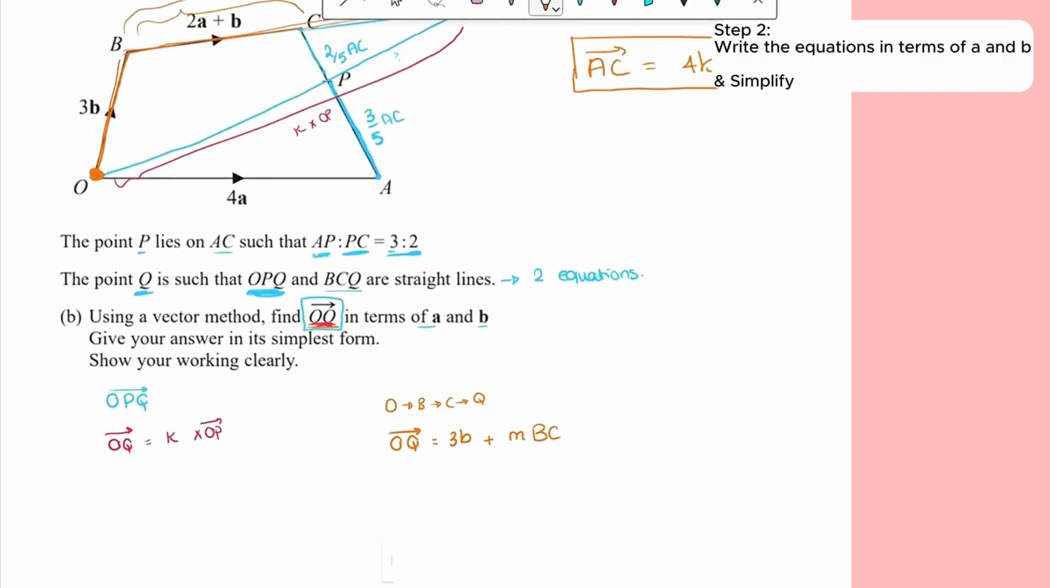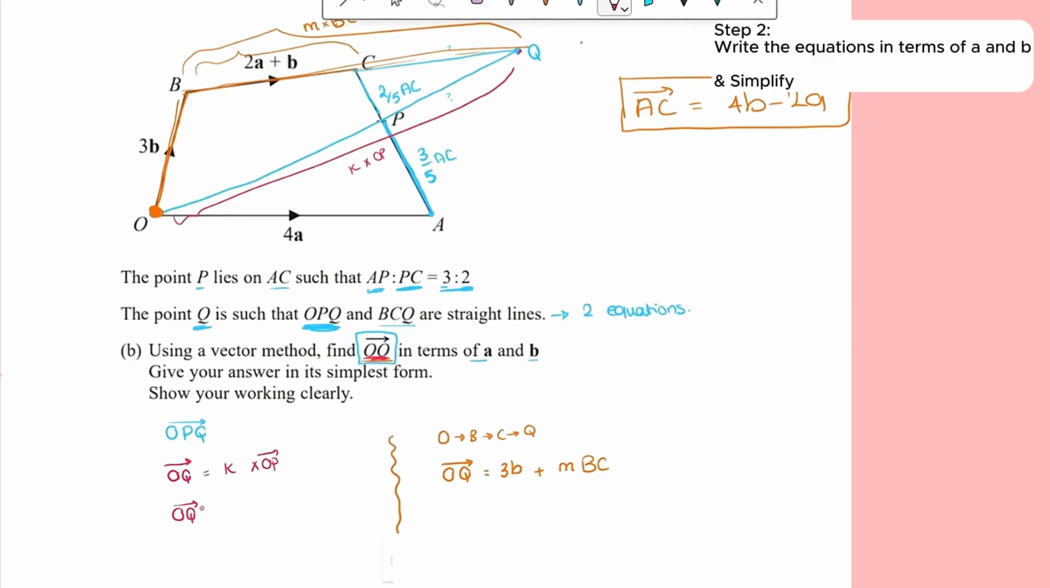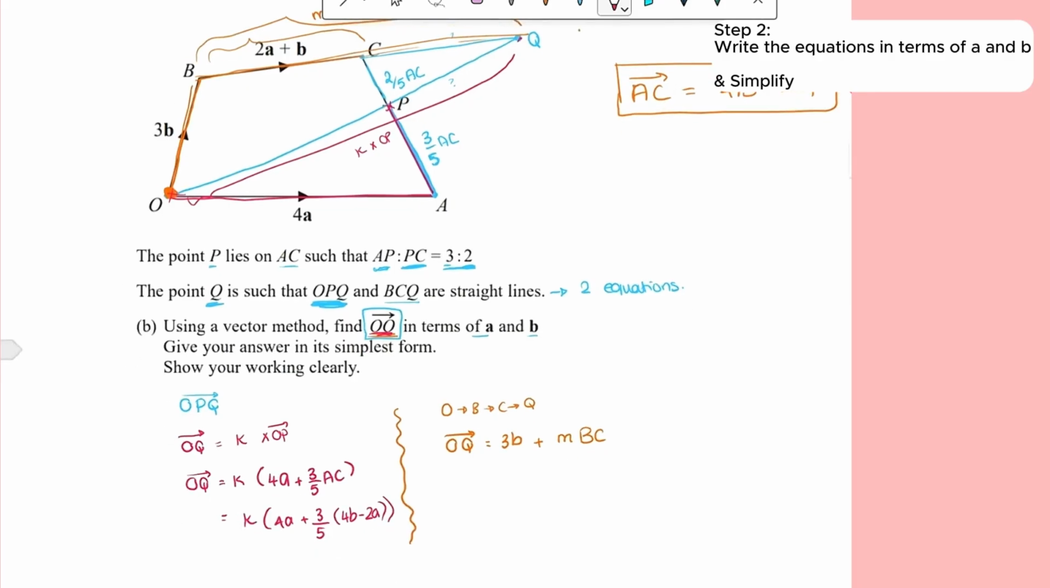Let's start to put the vectors in. We've got OQ equals K OP. How can I get from O to P? I can go either way. I could go here in the same direction, so it's going to be 4A, and I'm going to go upwards, so it's plus 3/5 of AC. And I'm going to do the same over here: K, 4A plus 3/5. And what do we know? We've already got AC from before, so times 4b minus 2a. Now let's simplify that a bit more.